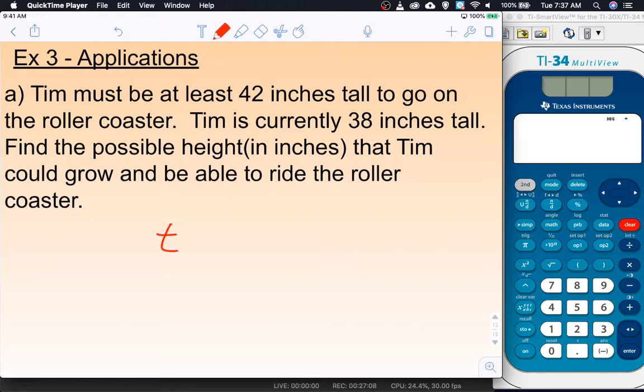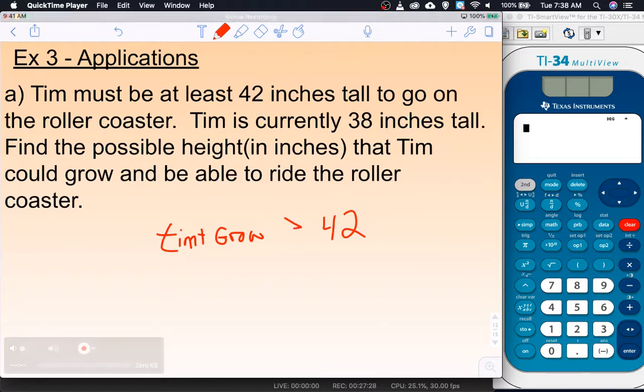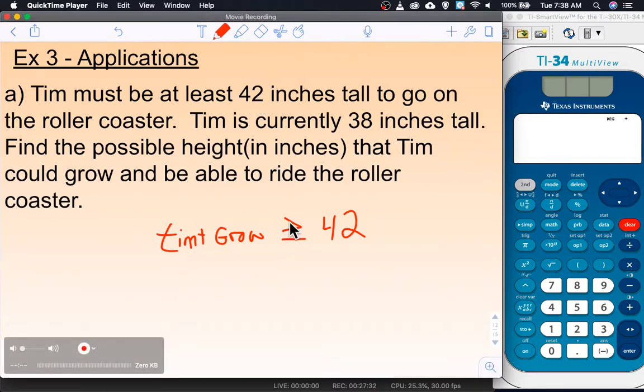Here's Tim, and he needs to grow. So I'll make it Tim plus whatever height he needs to grow. He needs that to be something with 42. Well, he needs to be at least 42, which means 42 or bigger. Ideally, he could be bigger than 42 inches and ride the roller coaster.